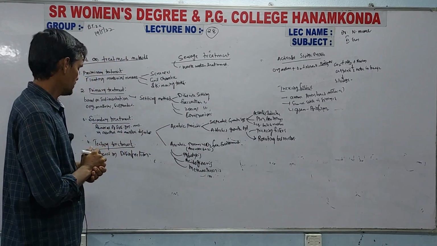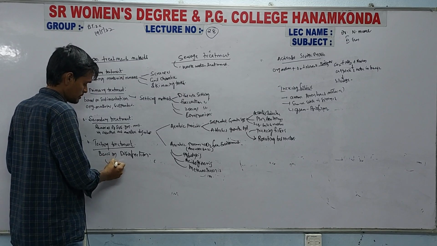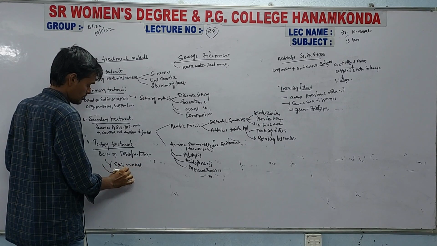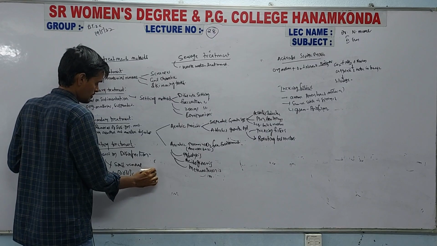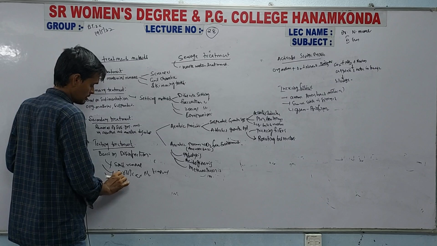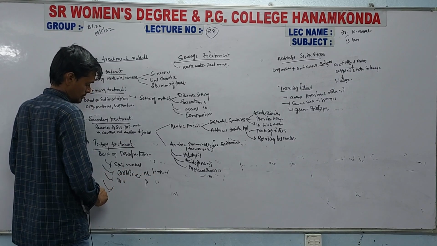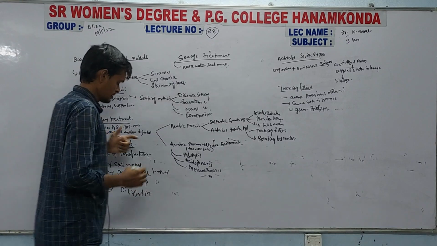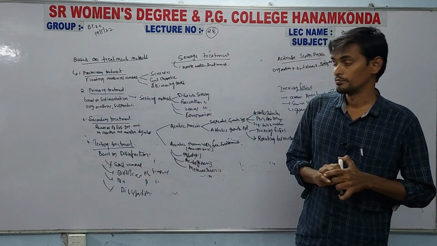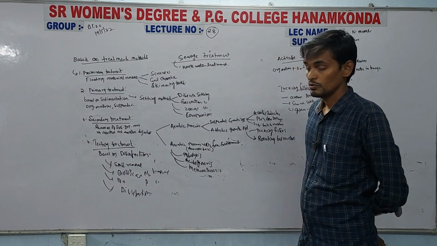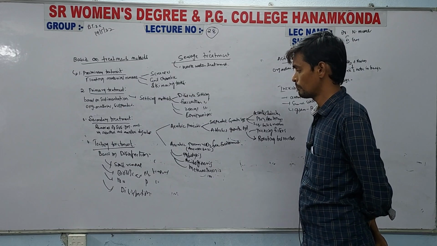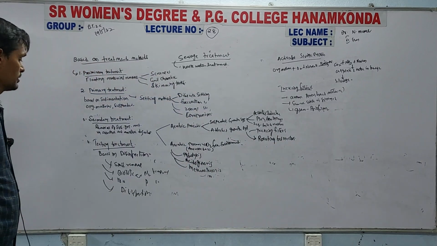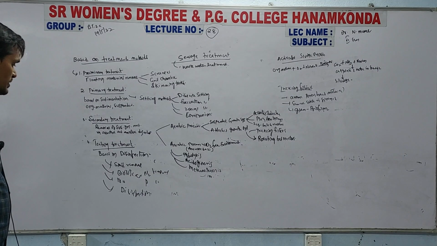Next, coming to the tertiary treatment, which includes 4 steps: solid removal, biological nitrogen removal, biological phosphorus removal, and disinfection. So, these are the 4 different processes that come under tertiary treatment.